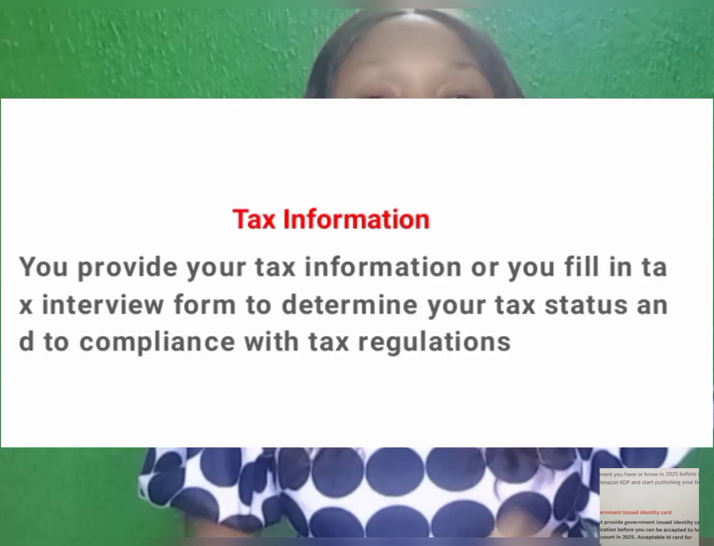The third one is tax information. You will provide your tax information, or fill in a tax interview form, to determine your tax status and to comply with tax regulations. Yes, when you're registering for KDP, you will be asked to provide your tax information.